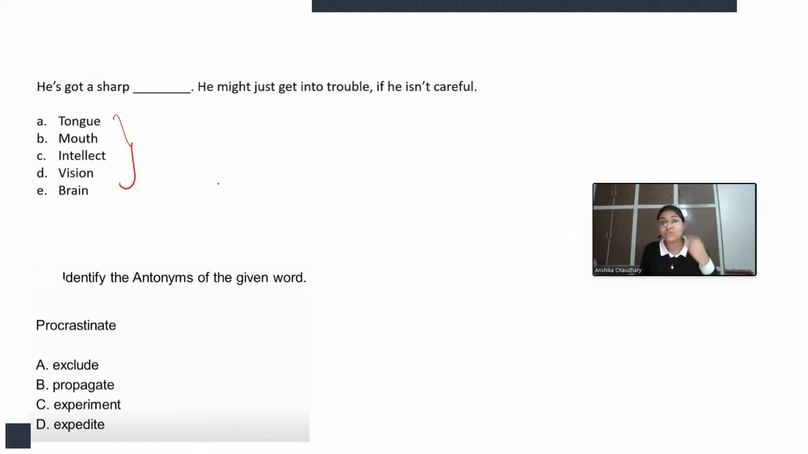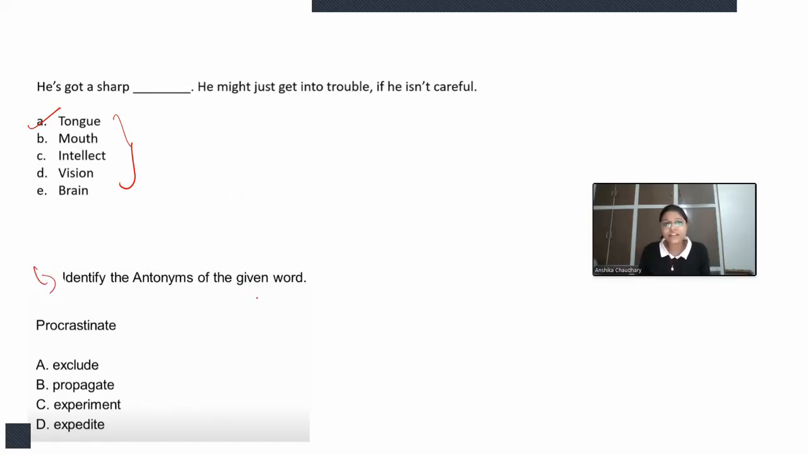Vision. Again, if you have good vision, why will you be in trouble? Again, if you have a good brain, why will you be in trouble, right? But if you have a sharp tongue, that is something you should be careful about, because tongue should be sweet, right? So it would be the correct answer if you have a sharp tongue and you are not careful about it. Having a sharp tongue is completely okay because sometimes we need it. But you have to be careful that whatever you are saying can make a big impact on your life, right? So that's why tongue is the correct answer.